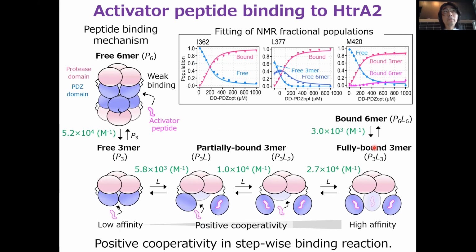In this way, we could convert the concentration terms into the NMR signal intensities, and we could fit the NMR signal intensity at various activator peptide concentrations and get 5 association constants. These slides show the graphical summary of the thermodynamic model along with the obtained 5 association constants. The interesting thing was the second binding affinity was tighter than the first, and the third binding affinity was tighter than the second. So that means there is positive cooperativity in the stepwise binding reaction.